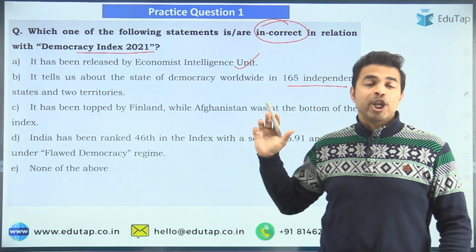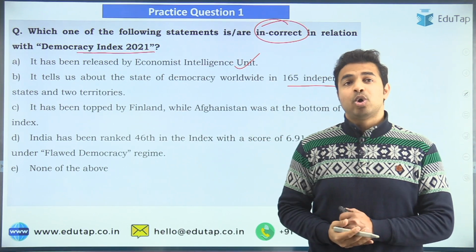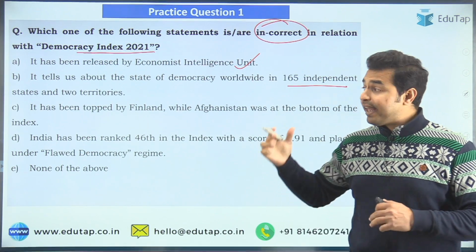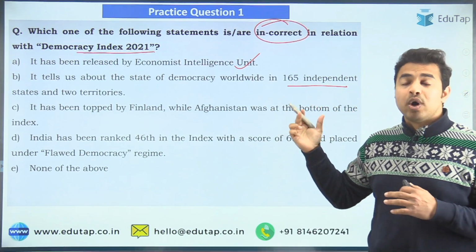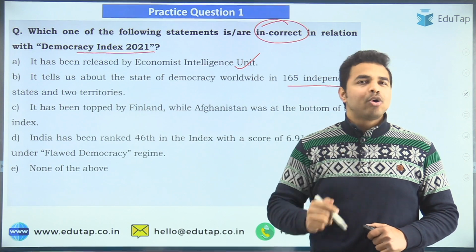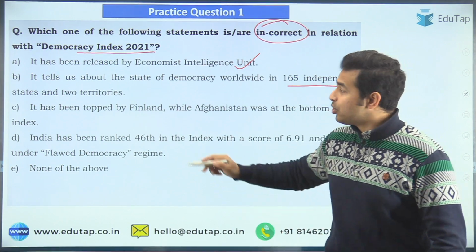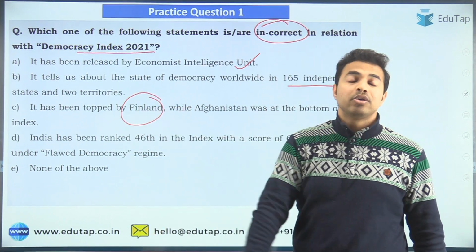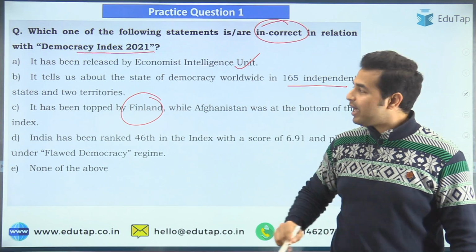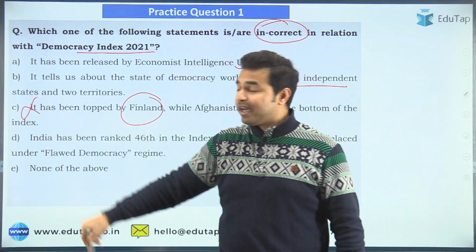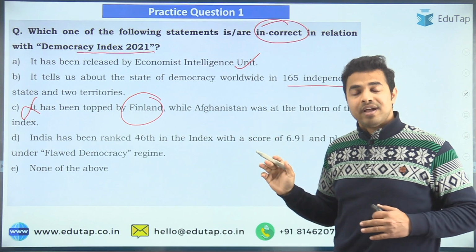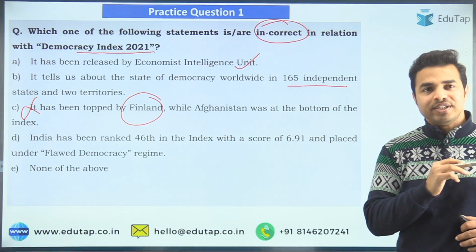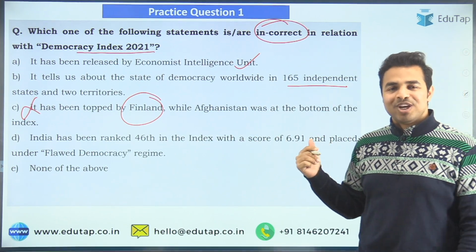The third statement says it has been topped by Finland, while Afghanistan was at the bottom of the index. See, here you can see one of the dimensions on which the question has been asked, that is the top ranking and the worst performing country. When we talk about the top ranked country, it was not Finland, instead it was Norway. And that is the reason that statement C is incorrect, and that is going to be the right answer for this practice question. So I believe that this question is very clear to all of you.